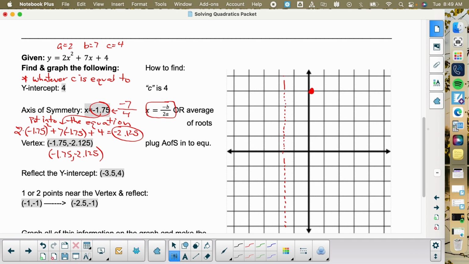Now that dotted line that I just drew, that's where my point is going to be on. The height would be negative 2.125. So I'm going to go a little bit below 2. And I'm just going to guess where the vertex is. We'll call that negative 2.125. There's no way you're going to be able to graph it exactly. You're just going to approximate where it goes.